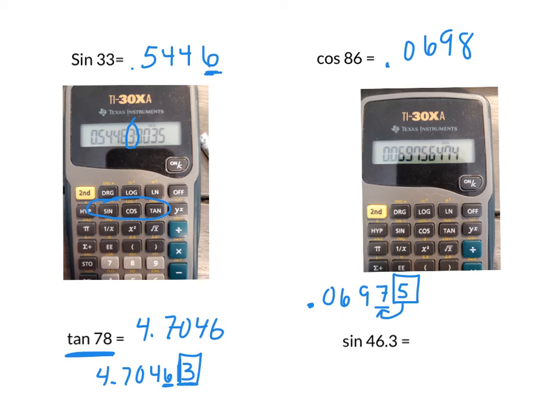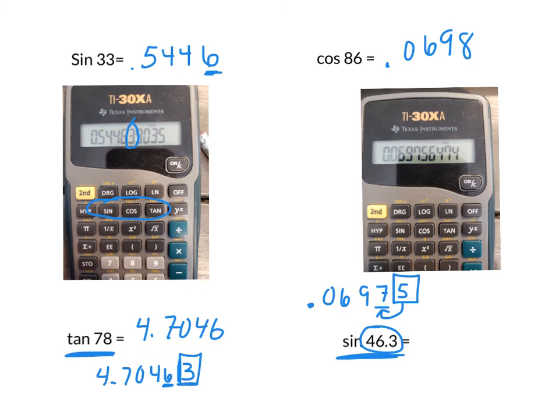And then our last problem, before I talk just a little about where these ratios come from, we're going to do sine of 46.3. And again, you can have any number of degrees here. Usually you don't have decimals, but sometimes you can. And usually they go from 0 up to 90. Let's see what that is.